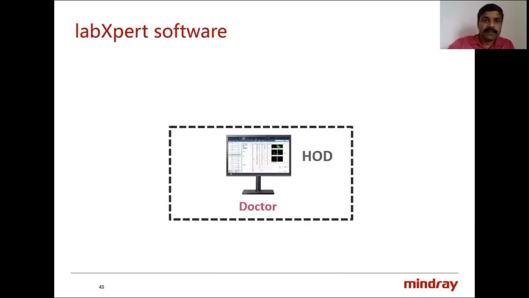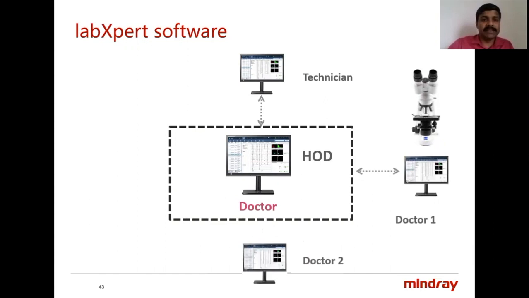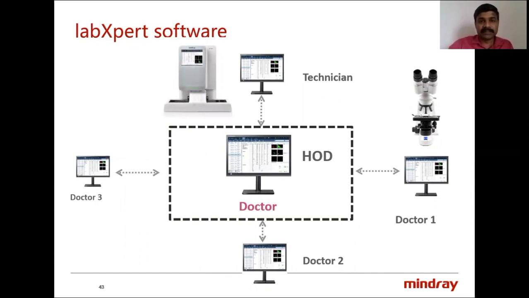And the beauty of this software is that it can be installed along with the instrument, and the same software can be installed on different PCs of the different doctors. So doctors can see all the results, all the data of one particular patient, and they can do their validations from their PC itself. They don't need to come near the instrument. That is not required. We can have less paper. We can have paperless validation for all these abnormal results.